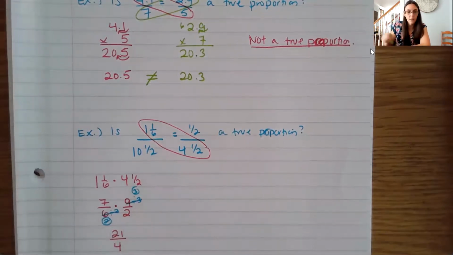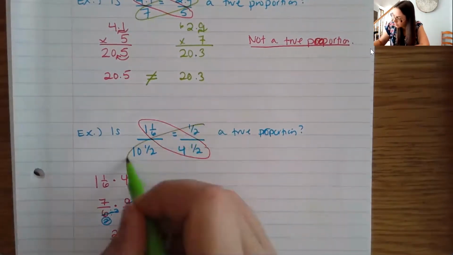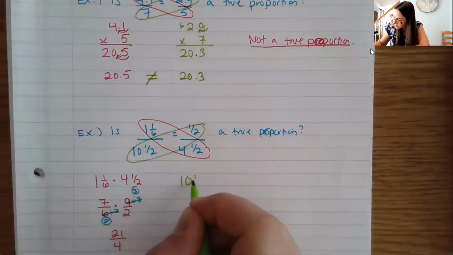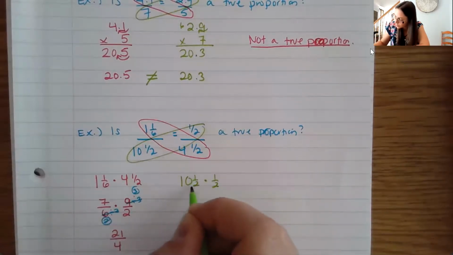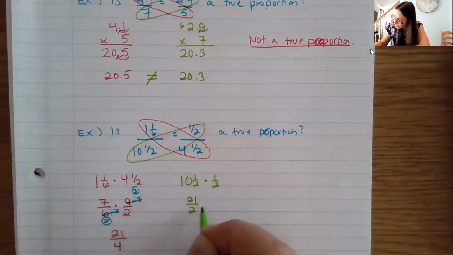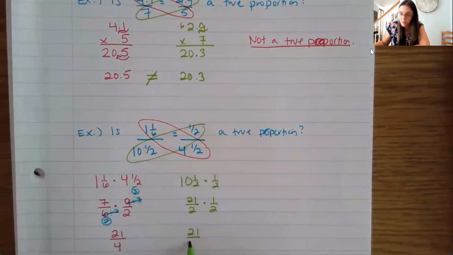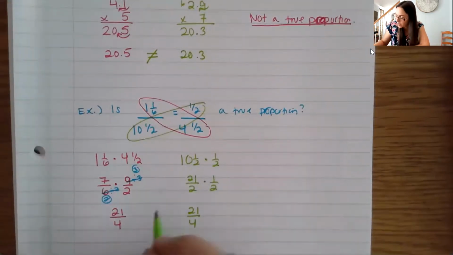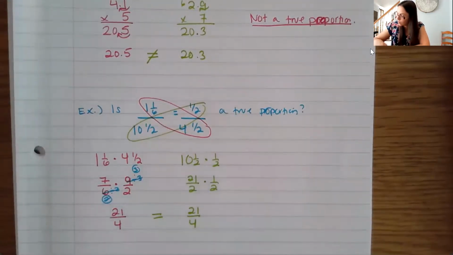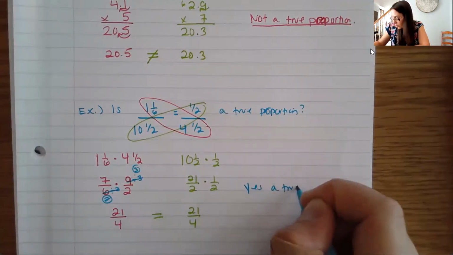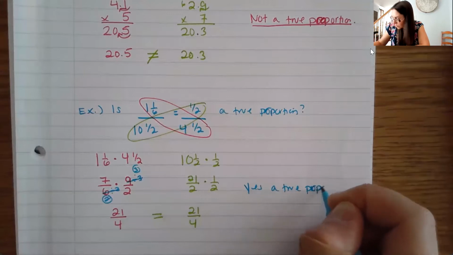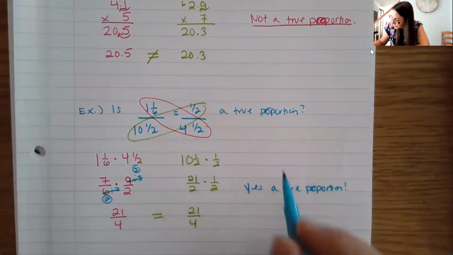And then I'm going to go the other way too. So 10 and 1/2 times 1/2. Change this over. 2 times 10 is 20 plus 1 is 21. So I have 21/2 times 1/2. When I multiply straight across here, I get 21/4. And these are actually equal. So yes, a true proportion.